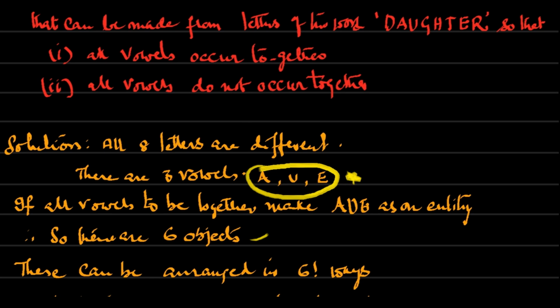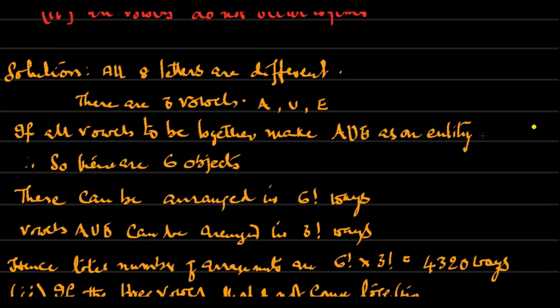So actually you will not break your head on this issue. There are 6 objects altogether. These can be arranged in factorial 6 ways. That's correct. For every arrangement, these vowels A, U, E can be arranged in factorial 3 ways. So the answer is this.